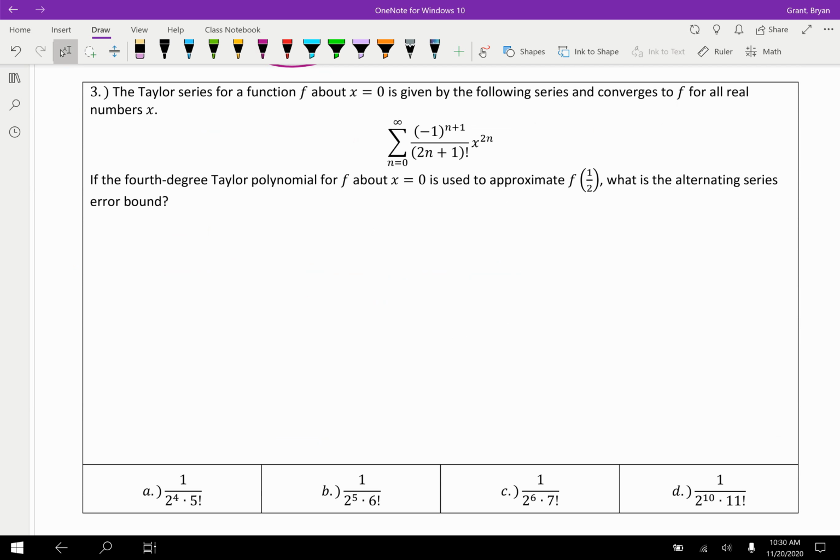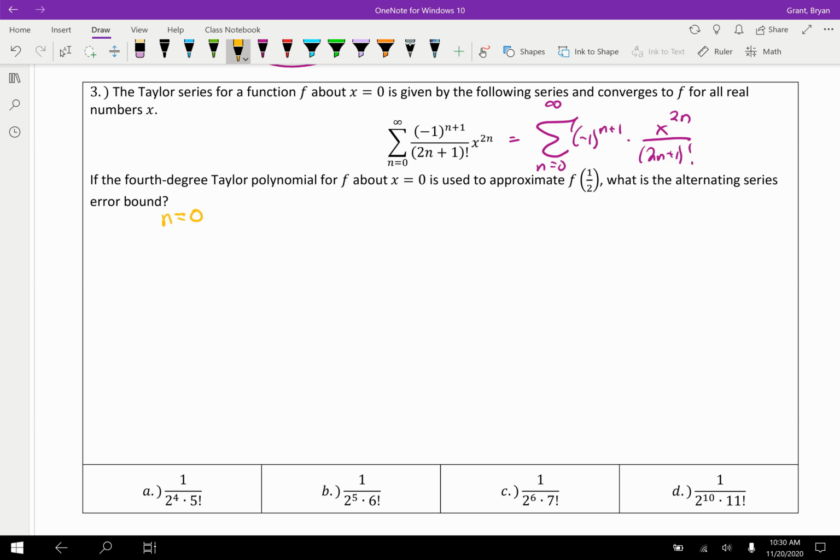Fourth degree is used to approximate f of 1/2. What is the alternating series error bound? Oh, that's exciting. So if they use that fourth degree polynomial, let's just find the fourth degree polynomial and see what happens. So we do that by substituting in an n of 0. And actually, I'm going to rewrite this first. I like this a little bit better when this alternating factor is in the front, and then the rest of it I'll put as x to the 2n over 2n plus 1 factorial. Okay, so let's go ahead and try each of these.